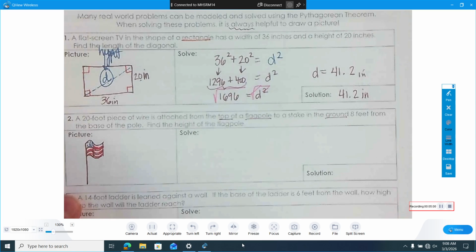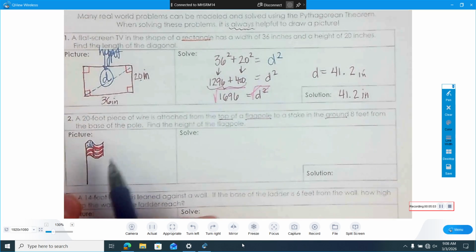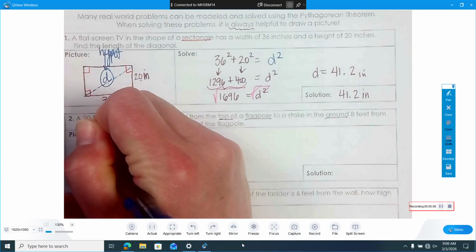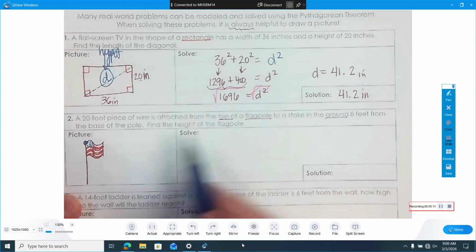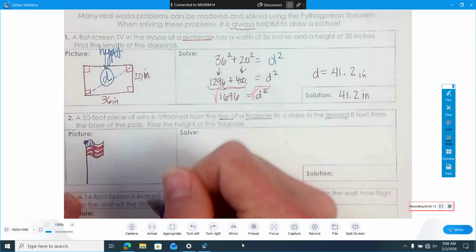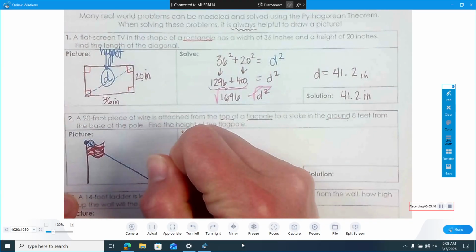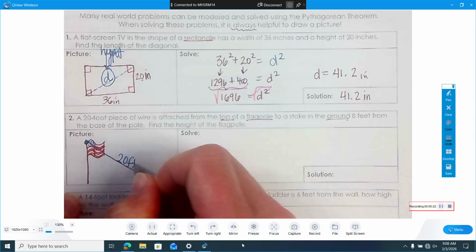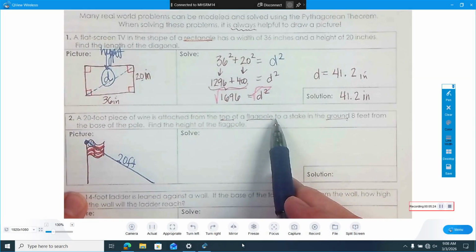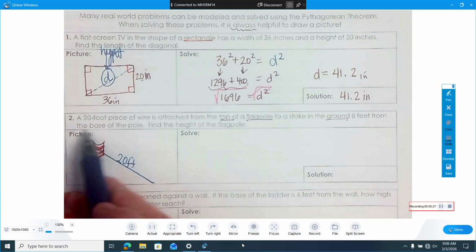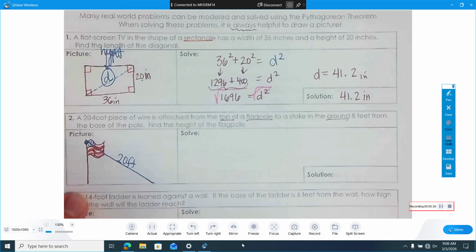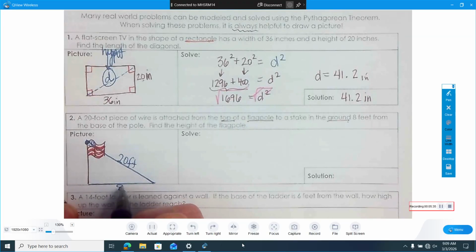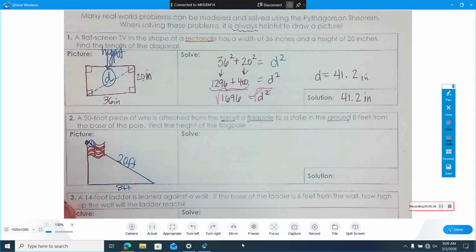All right. So there's a beautiful flagpole. And it says a 20-foot piece of wire is attached from the top of the flagpole. So right up here at the top of the flagpole, there's a wire that goes to the ground. So the ground is down here. And it's a 20-foot piece of wire, so that wire is 20 feet long, and it's connected to a stake in the ground 8 feet from the base of the pole. Where does the 8 go? On the bottom. Yeah, so from the base of the flagpole, that's 8 feet. Well, is my picture to scale? No, of course not.